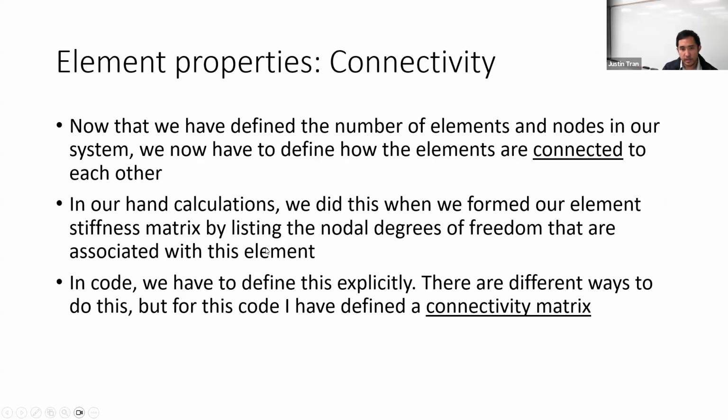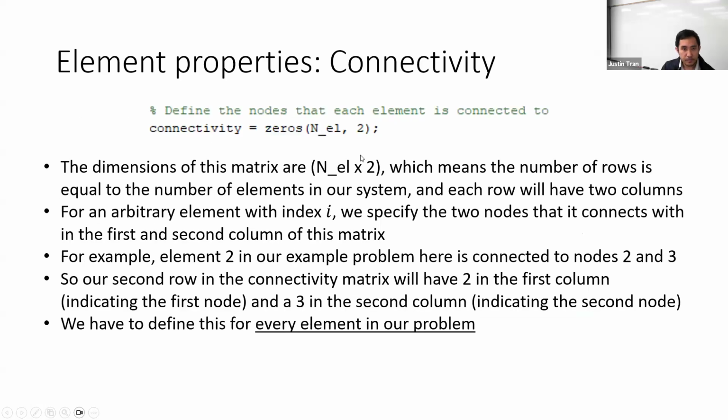So the way this is typically done is through what's called a connectivity matrix. The connectivity matrix looks like the following. If you look at the code, you can see that we're defining a connectivity matrix as an empty matrix that has number of elements rows. That means there's going to be 1 row in the connectivity matrix for every element in our geometry.